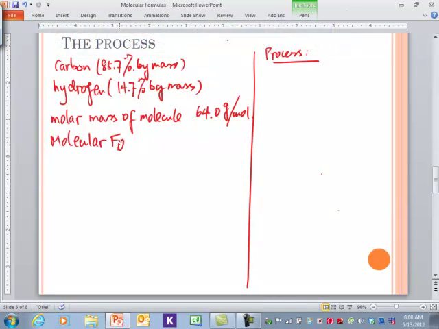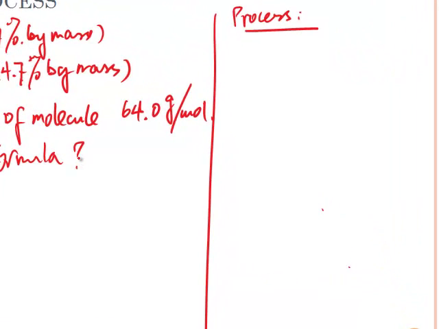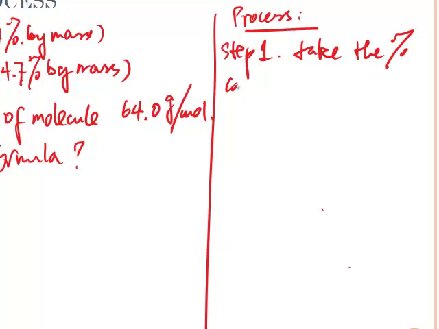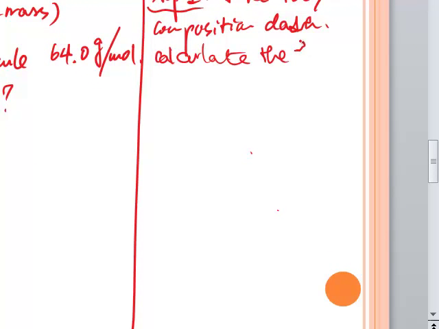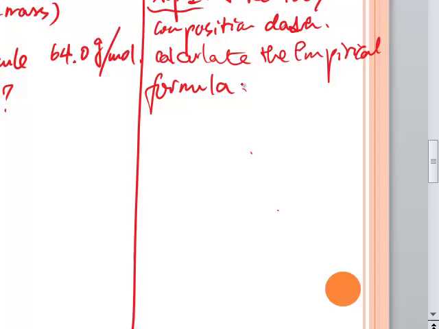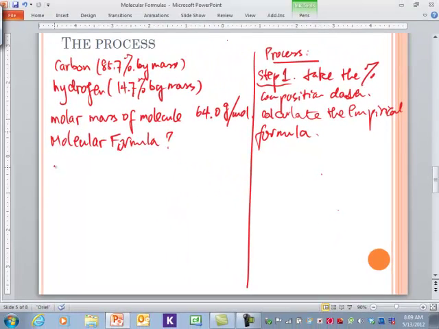What's the molecular formula for this compound? The process is, step one: take the percent composition data and calculate the empirical formula for this compound. We've done that, and you should be very proficient at it now.